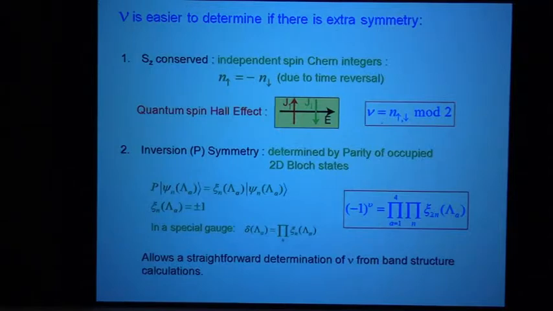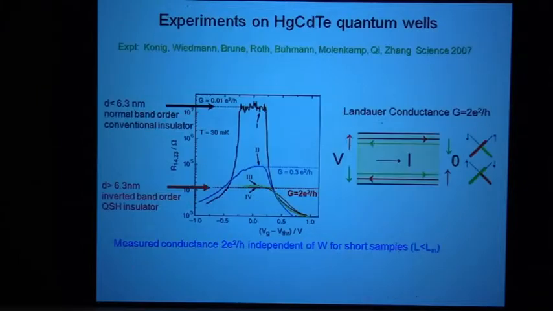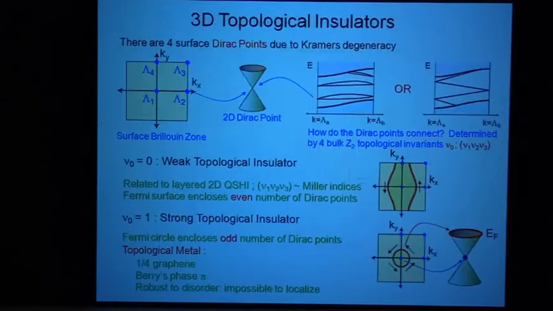What to do? I think what I'm going to do is skip. I think Amir Yacobi is probably going to talk about the mercury telluride experiments, which were the first experiments that demonstrated the two-dimensional quantum spin Hall effect. So I think I'm going to skip through this.